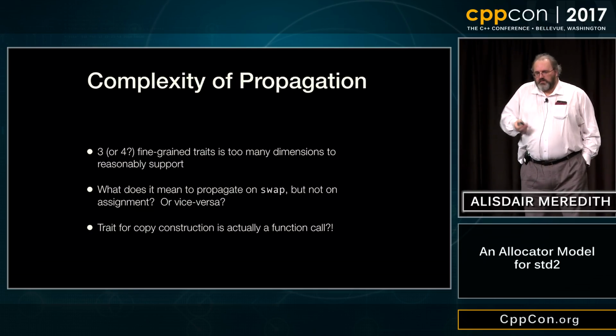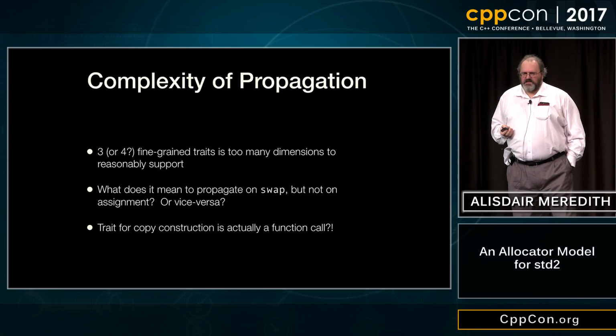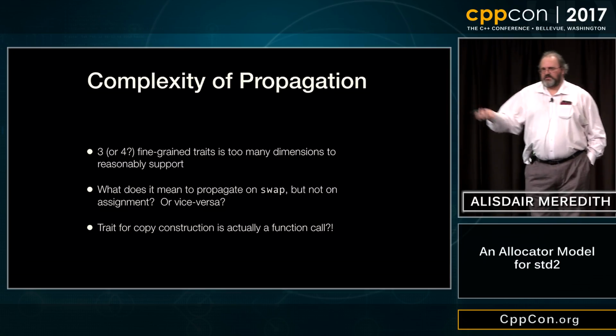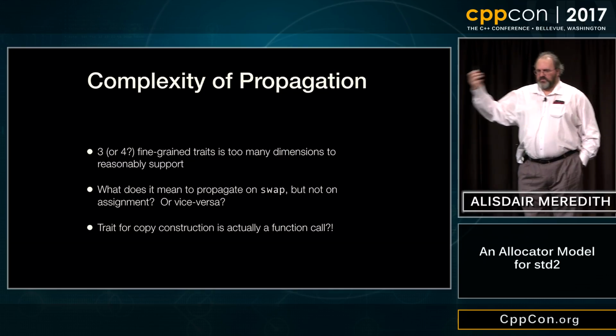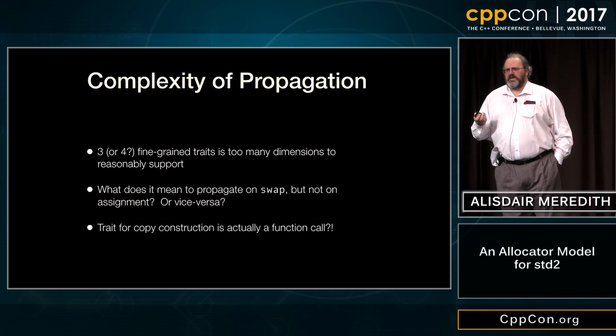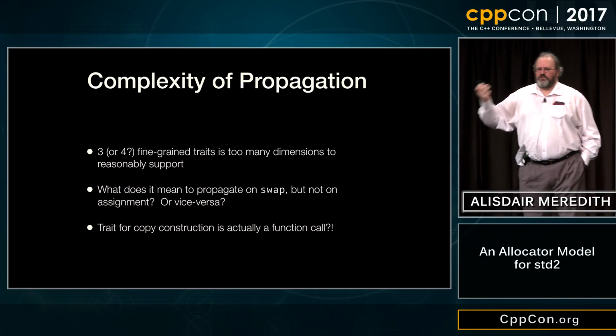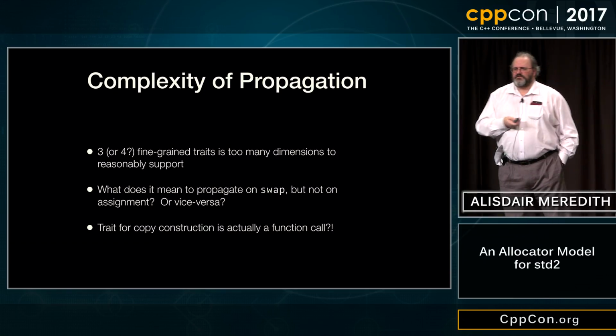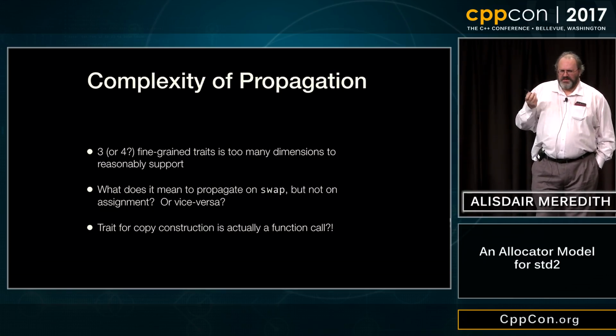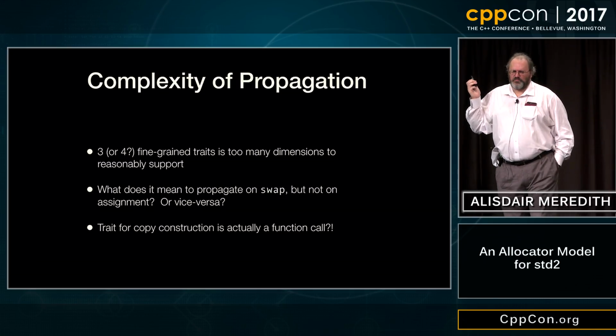So the big problem we got with the complexity of the propagation model that's in C++11 is it's too versatile, and it leads to strange things. What does it mean if an allocator propagates on move assignment but not swap, or vice versa? And writing test drivers for these things is horrible. Implementing the thing that passes the test driver is worse.